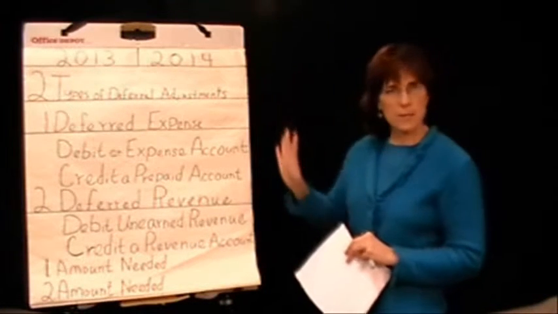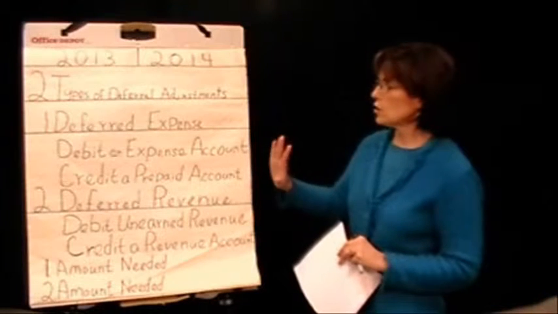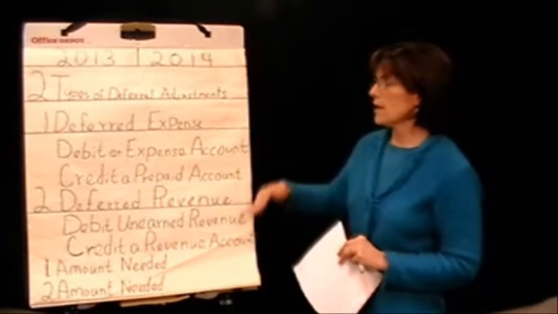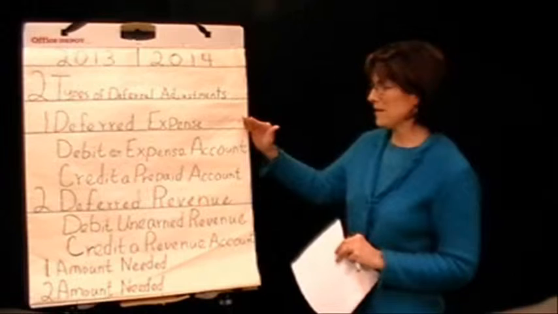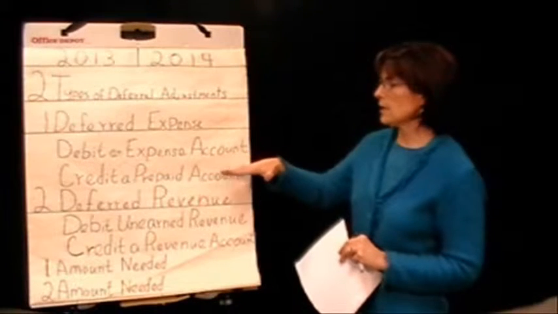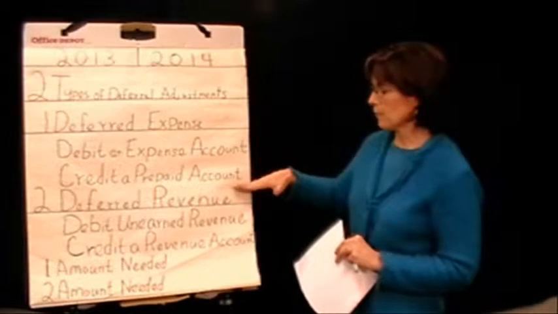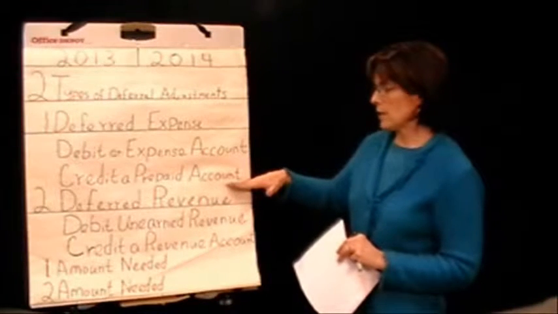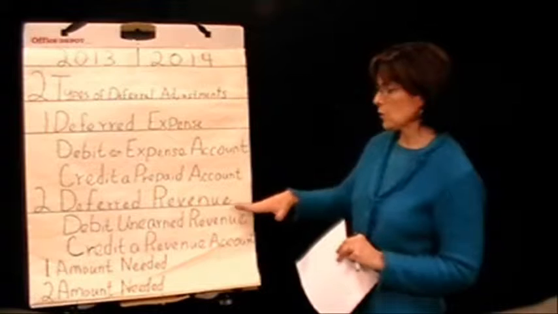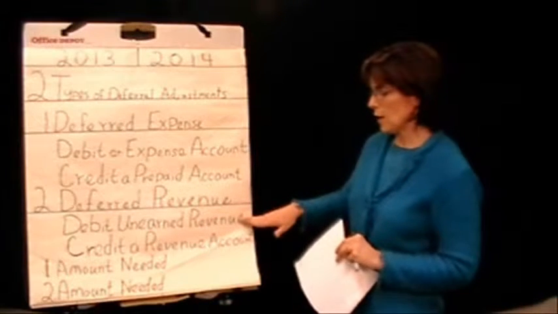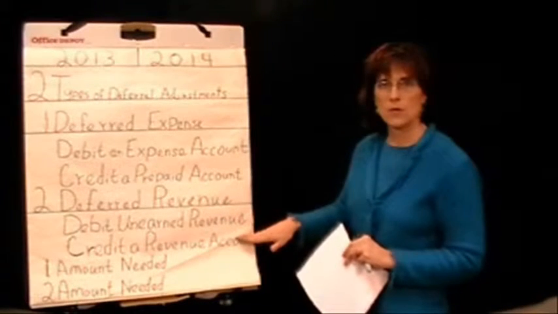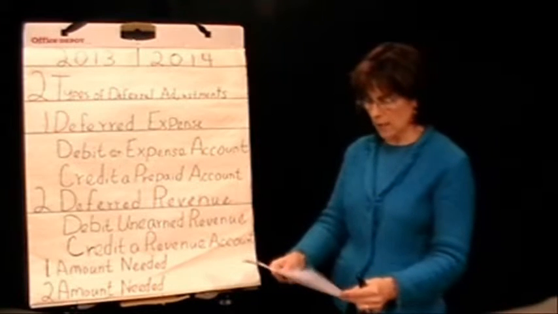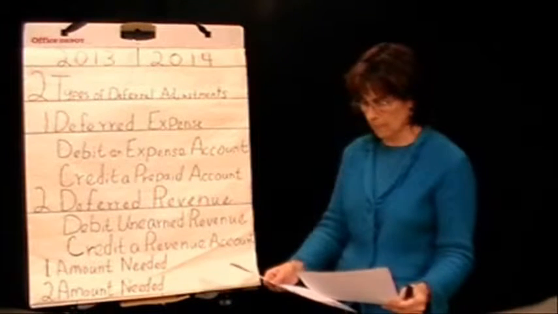When you're reading about deferral adjustments, just remember there are only two types. There's either a deferred expense, where we debit an expense account and credit a prepaid account, and you just have to determine what type of expense and what type of prepaid account. Or we have deferred revenues, where we debit some type of unearned revenue account and credit some type of revenue account, and you just have to pick what kind of account that is.